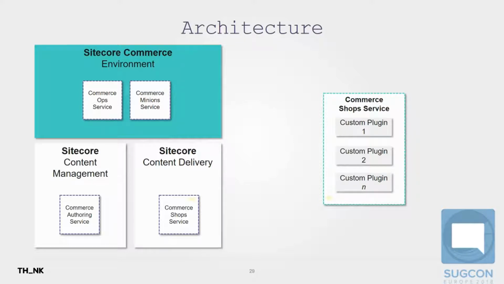So now it's simple. You have the Sitecore Commerce environment. You have the Sitecore Commerce Ops and the Minions service. CM is talking to authoring. CD is talking to shop. And then you extend the shop service using some custom plugins there. Yeah, simple.